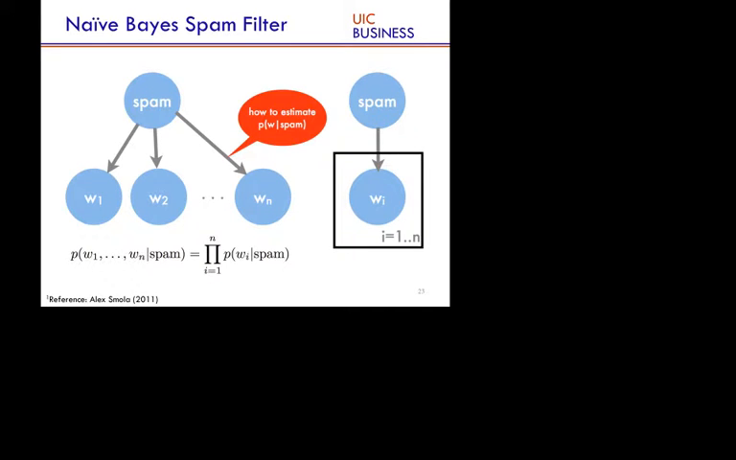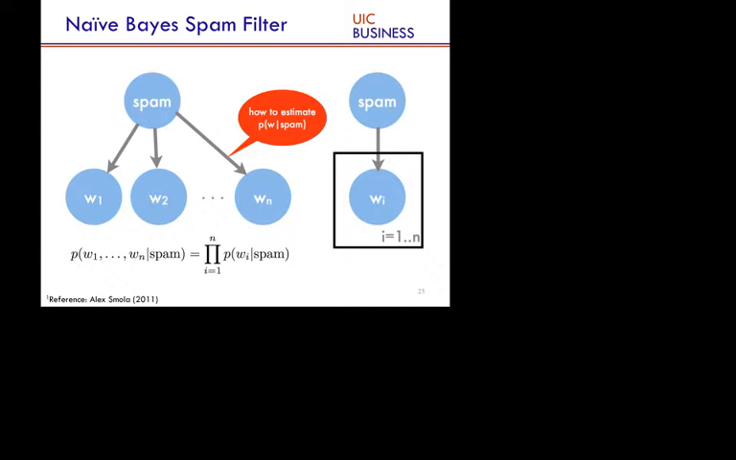This is a binary random variable, spam or let's say ham, and it's connected to a bunch of, let's say, binary random variables. Let's say we have a fixed length dictionary which only has n words, and these random variables are either the word exists or doesn't exist.